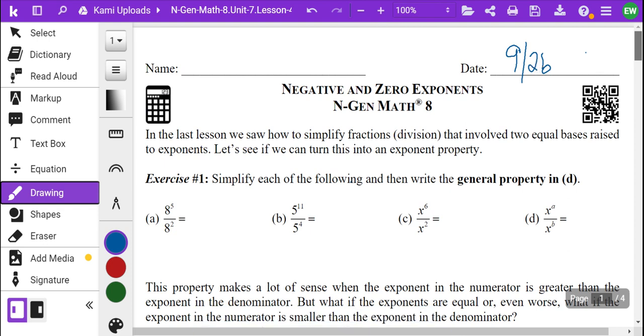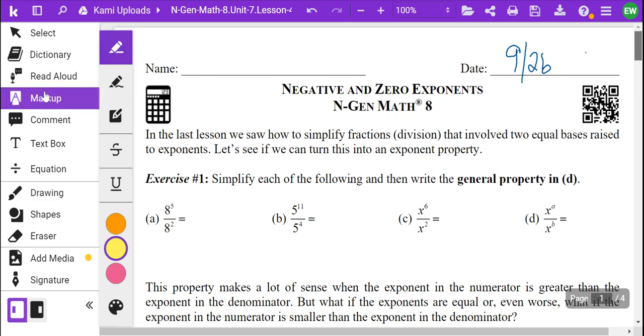Okay, so in the last lesson, we learned how to simplify fractions where we have two equal bases raised to exponents. So let's go ahead and simplify each of the following. You're going to do this part on your own, and then write the general property in D. So you're going to simplify A, B, and C, and then you're going to generalize it in D. So what do we do to those exponents when we're dividing?